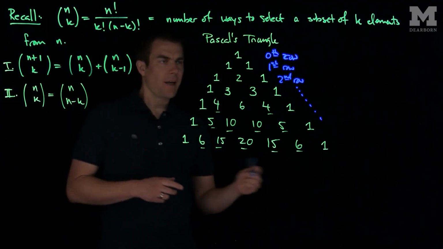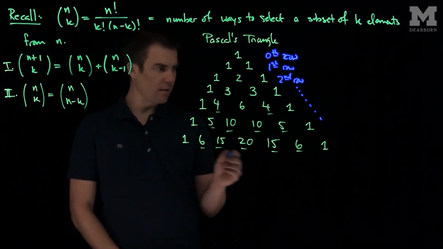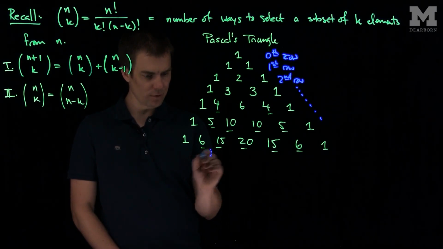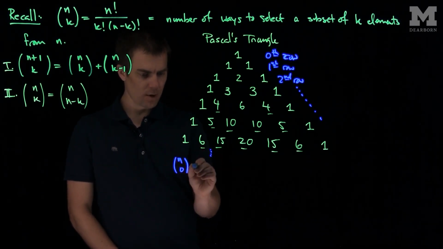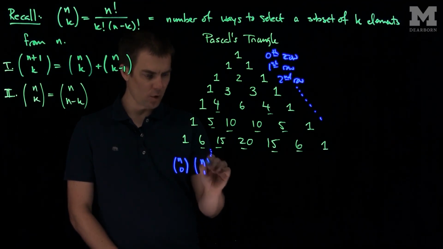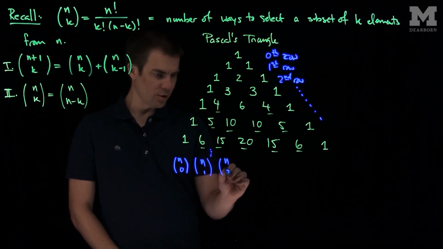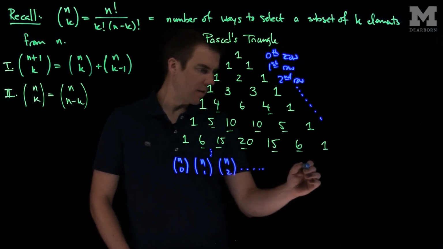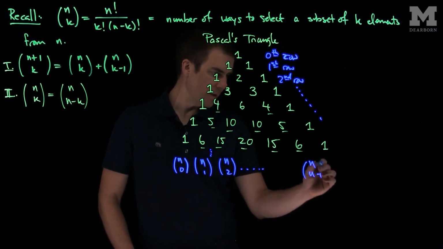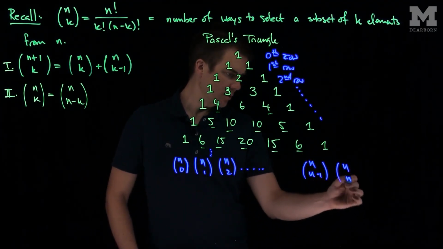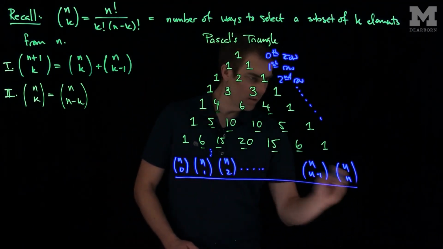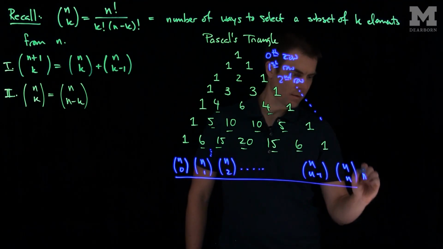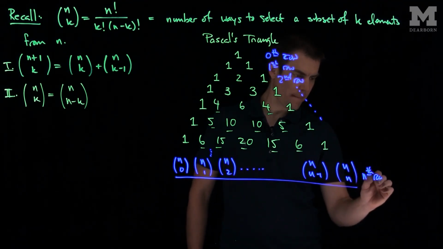And we see that in the nth row, generally, we have n choose 0. Then we have n choose 1. Then we have n choose 2. Then all the way down to n choose n minus 1. And then n choose n. There's only one way to do that. So we see that the nth row of Pascal's triangle can be written with combinations.